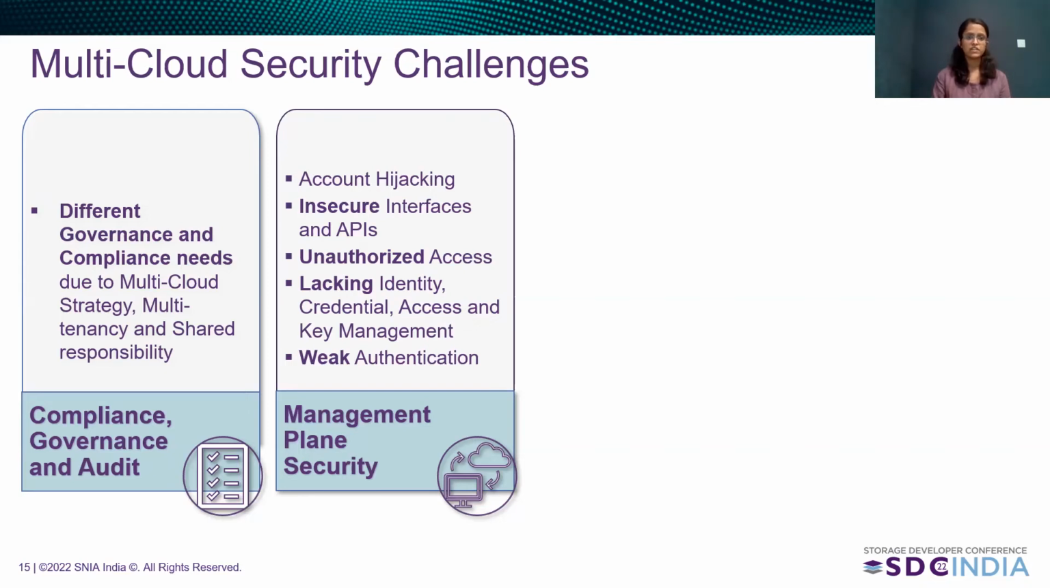So having insecure interfaces, APIs. Interfaces like APIs and CLIs are another way to access the cloud ecosystem. So having insecure interfaces, unauthorized access, and lacking roles and permissions policies are some of the challenges in this area.